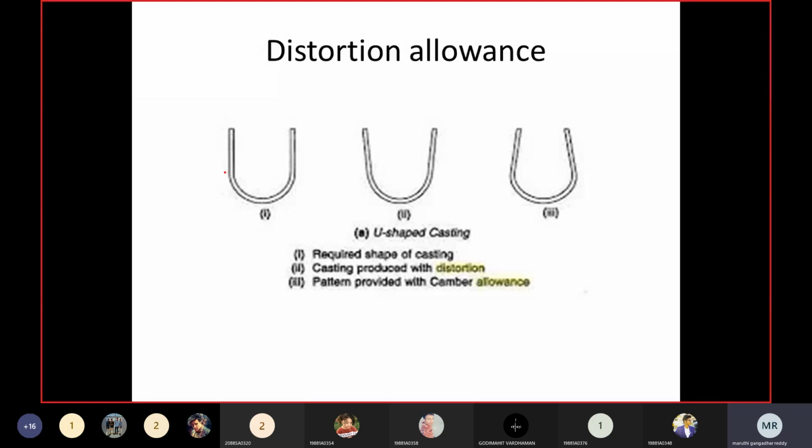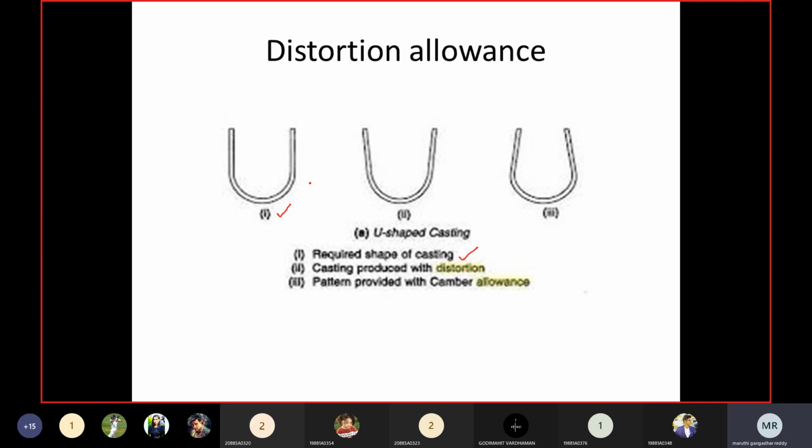Here you can observe this is a U-shaped casting that I require. Three particular U-shaped items are shown in this slide. The first one represents the required shape of the casting. I require a U-shaped casting here.